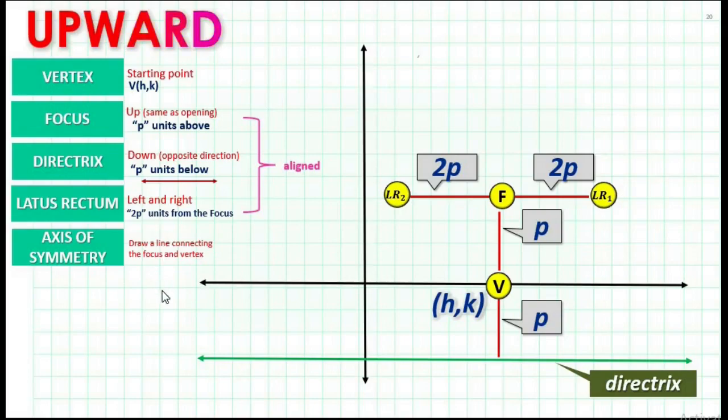So to plot the axis of symmetry, we simply need to draw a line connecting the focus and the vertex. So we have here the focus and the vertex. Simply draw a vertical line. Now, if the parabola opens upward, the axis of symmetry is a vertical line, whereas the directrix is a horizontal line. So at this point, we are now done illustrating the 5 essential parts of a parabola.